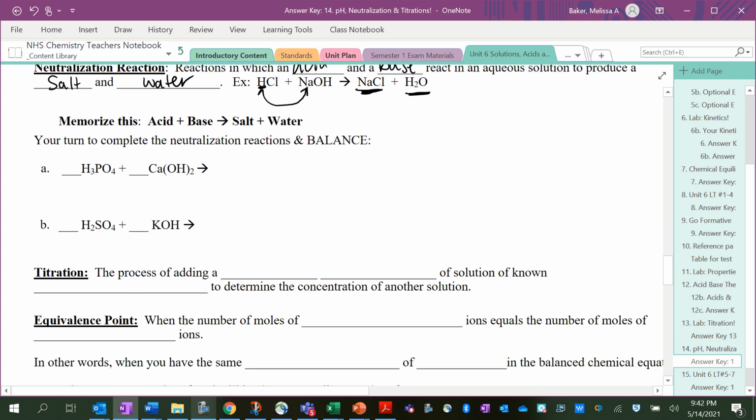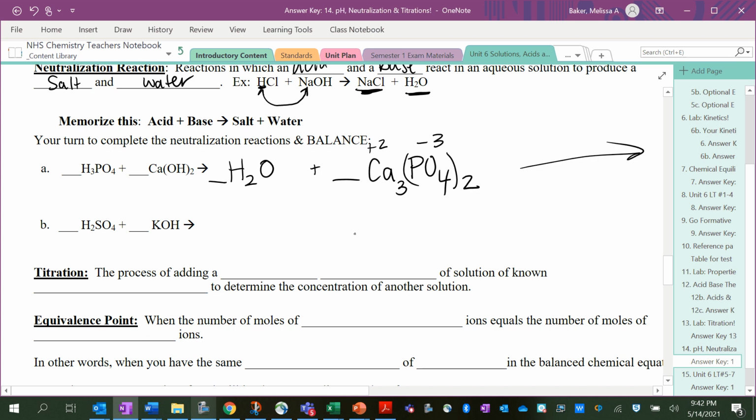So H3PO4 plus Ca(OH)2. We know it's going to make water, so don't even think, just write out water. And then we also know what's left over is Ca and PO4. But we've got to check charges. Calcium's a +2, phosphate's a -3. So this is going to be Ca3PO4. I'll put a little chart off to the side too. I realized I haven't done that yet.